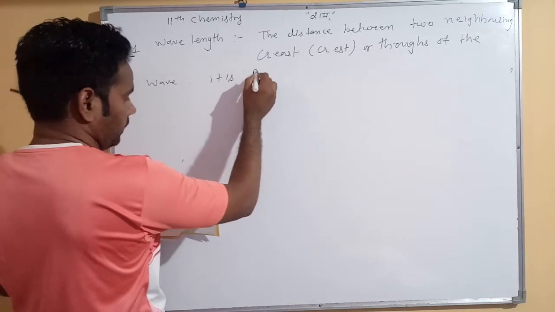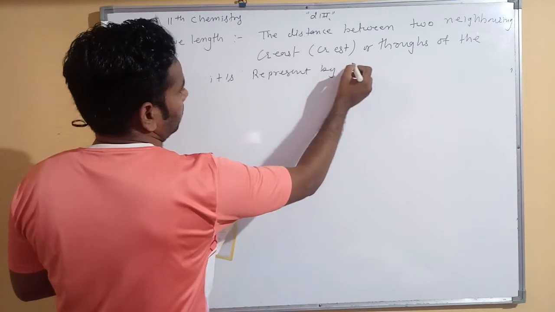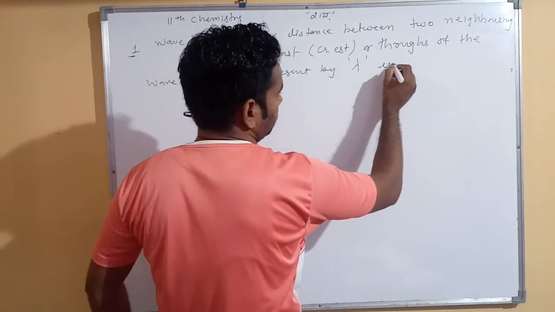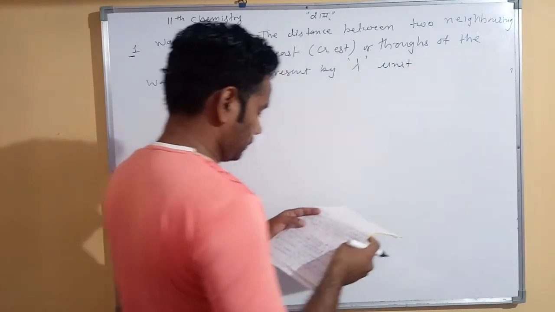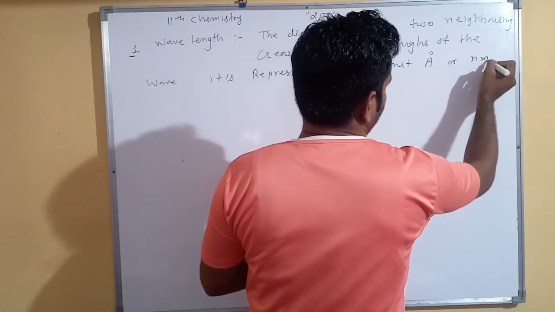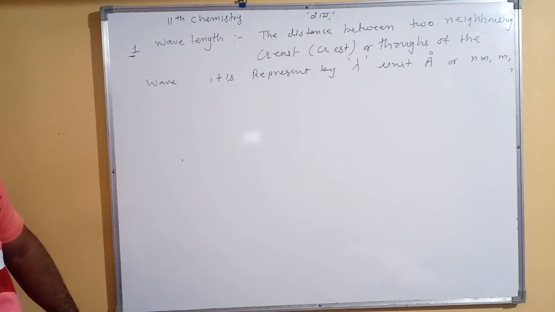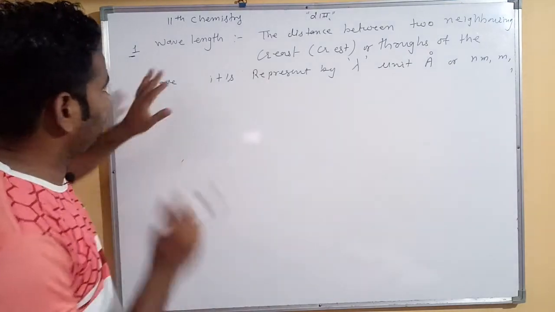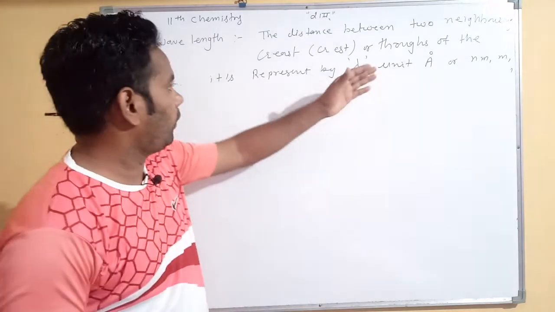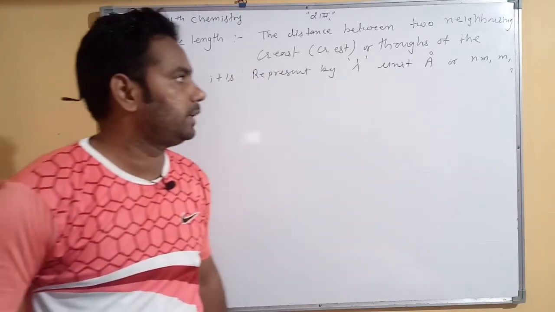It's represented by lambda and its unit is angstrom or nanometers and meters. Okay, again we read this definition. Wavelength, the distance between two neighboring crest or trough of the wave. It's represented by lambda.